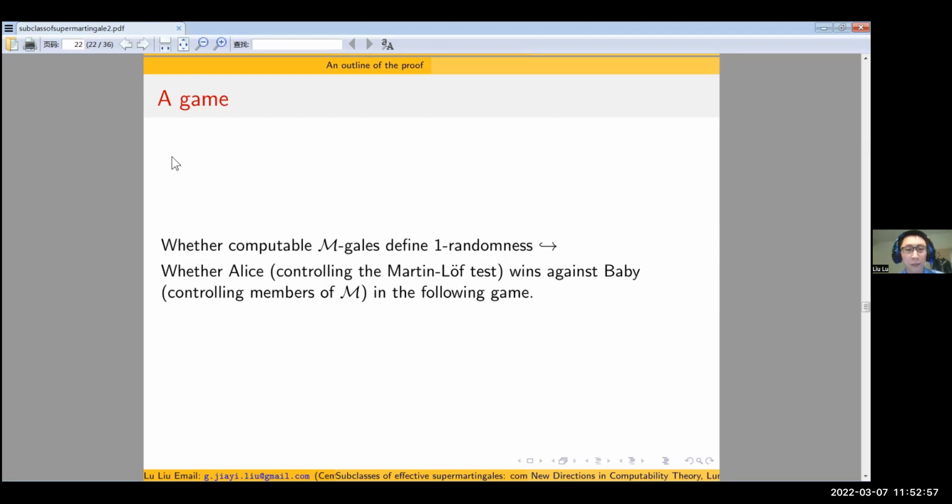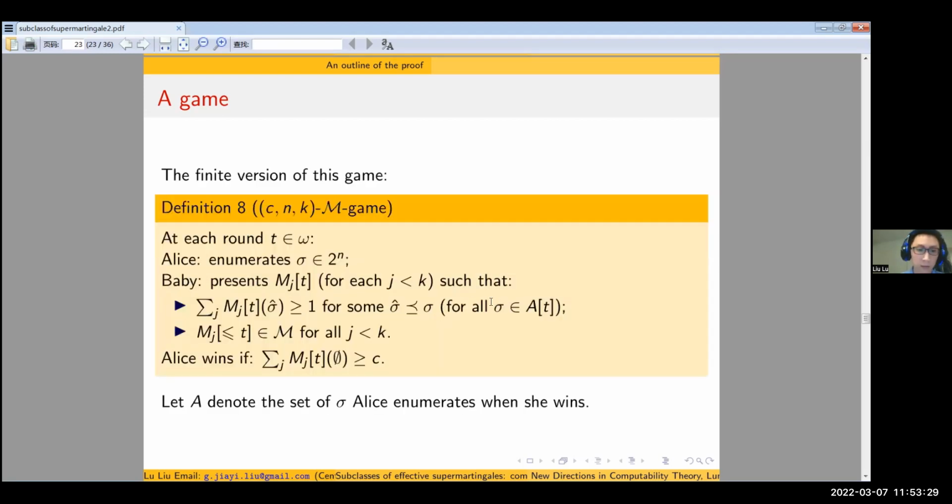And for this question, the game is between two players. One player controls the martingale test. We call this player Alice, and the other player controls the members of this big M. We call this player Baby. It is usually very helpful to consider the finite version of these kinds of games. And by the way, the KL randomness question can also be thought of as a game, which I think is well known. So the finite version of this game is like the following.